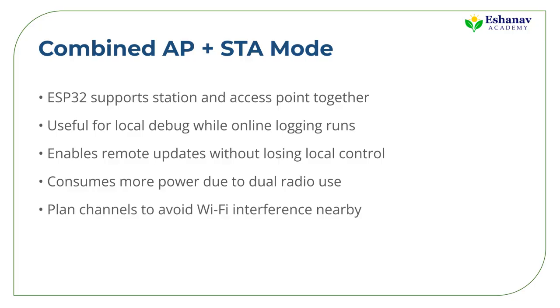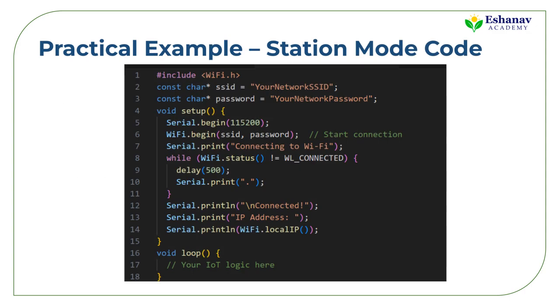Just remember that running dual mode increases radio activity, which means more power usage and potential channel overlap, so use it wisely. Here's a simple sketch to get your ESP32 onto your home Wi-Fi in station mode.